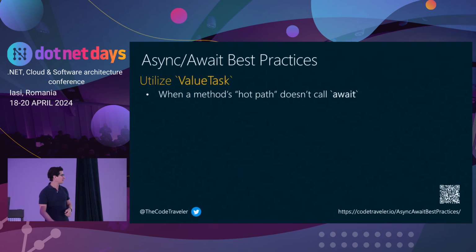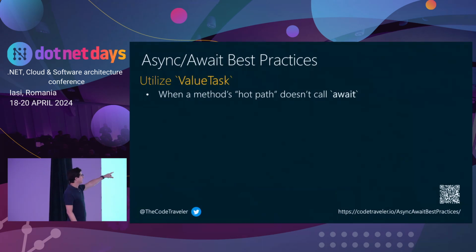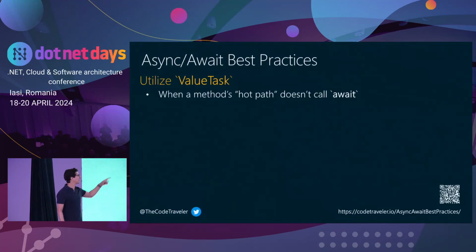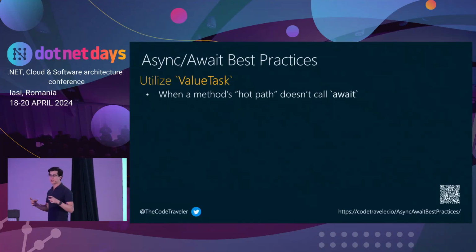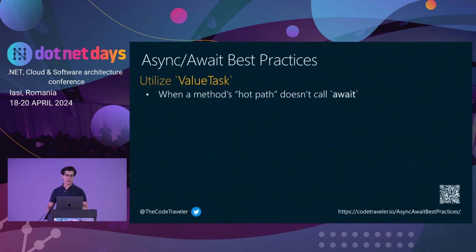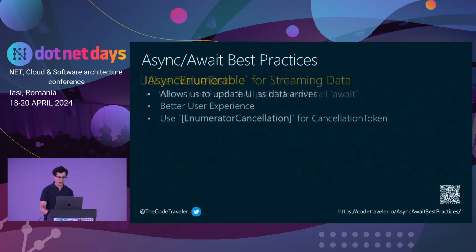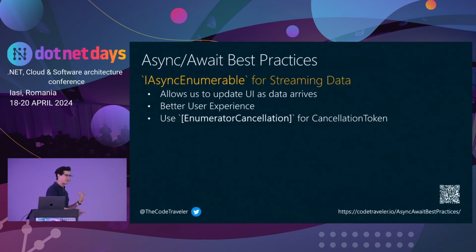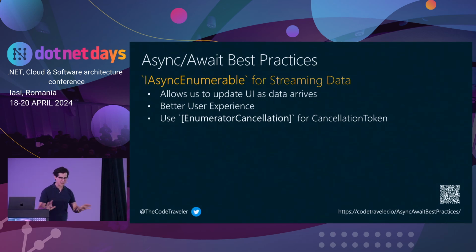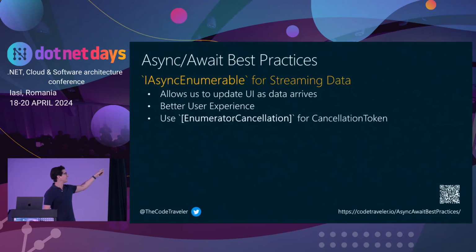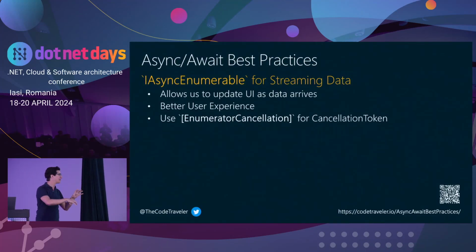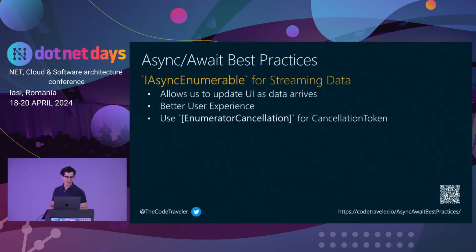Value task. So just like we talked about, if your method's hot path does not use the await keyword, then instead of returning a task, you can return a value task and get a little bit of a performance bump without having to go through all the overhead of initializing a task. Async enumerable for streaming data, that's our await foreach loop. Just remember, anytime you do it and you have that cancellation token parameter, include that enumerator cancellation attribute to allow .NET to use your token in its iterator for you.